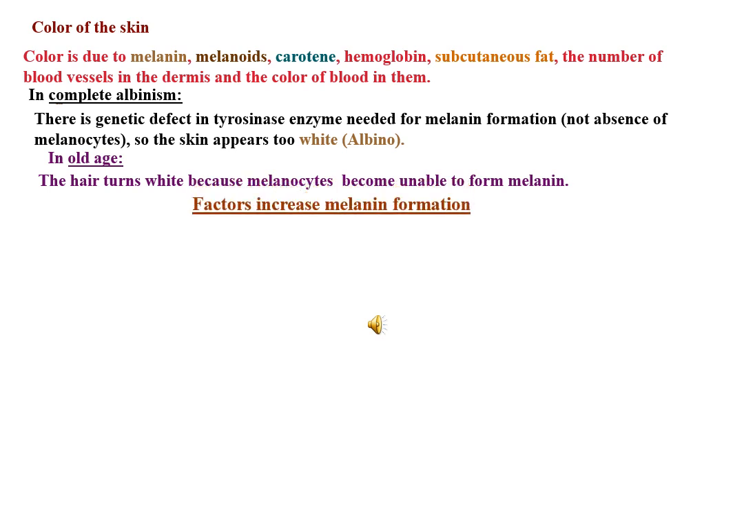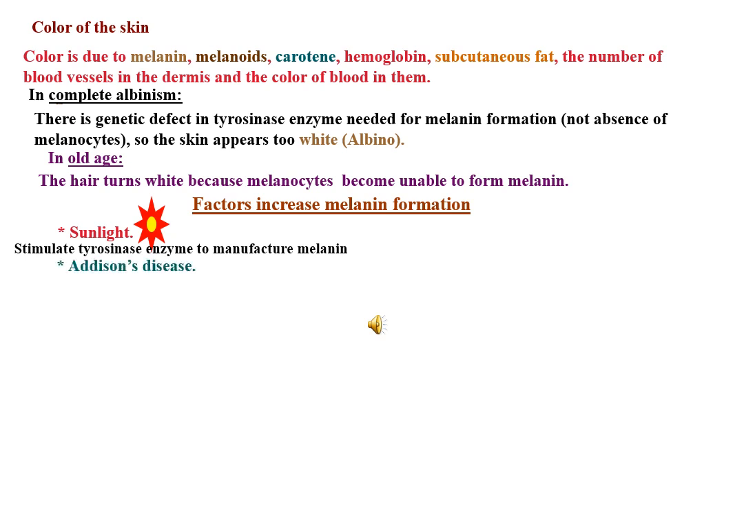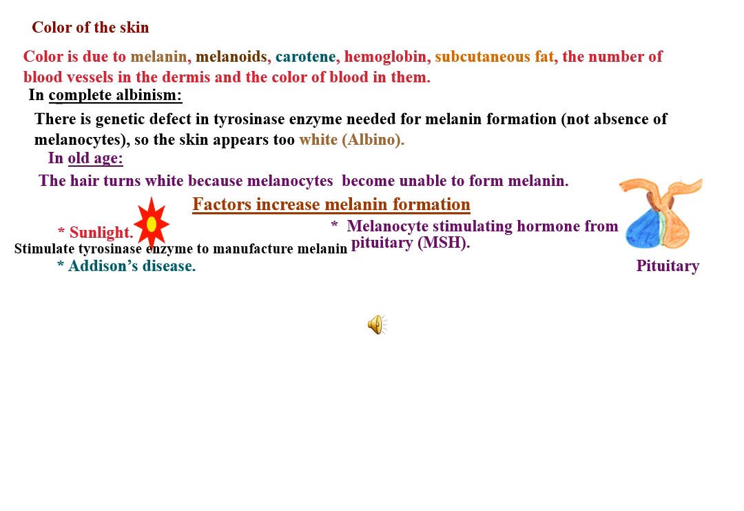Factors that increase melanin formation. Sunlight: exposure to sunlight stimulates the tyrosinase enzyme to manufacture more melanin. Addison disease also plays a role in stimulation of the tyrosinase enzyme, thus causing hyperpigmentation. Melanocyte-stimulating hormone from the pituitary, as well as adrenocorticotrophic hormone, also play an important role in stimulation of the tyrosinase enzyme and hyperpigmentation of the skin.